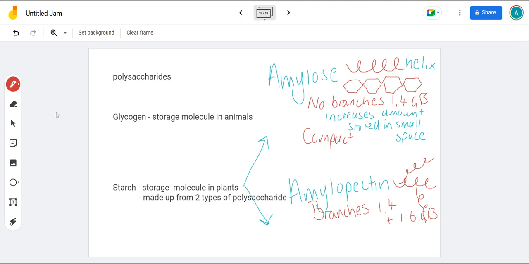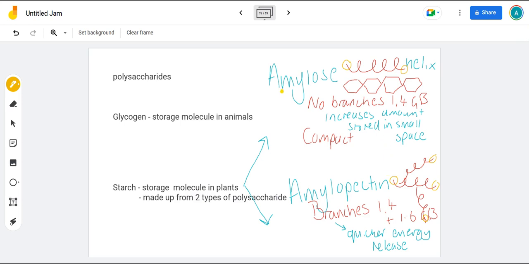Remember that because we've got branches, it's really useful because we've got quicker access to the glucose, quicker access to that energy, because we've got more ends. So rather than this one, where we can only release this glucose and this glucose for respiration, on this diagram we could release this glucose, this glucose, this glucose, and this glucose. So we've got access to more glucose molecules, more ends. That's the advantage of having the branches.